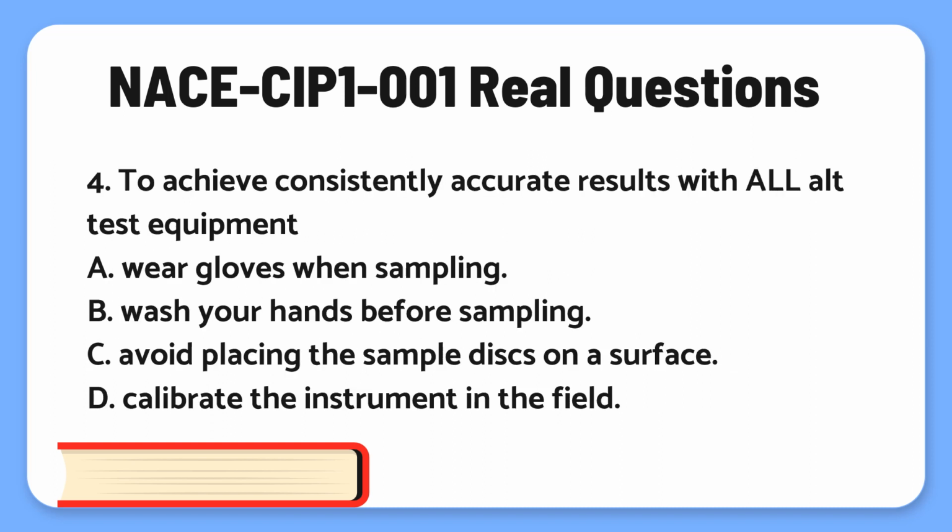4. To achieve consistently accurate results with all ALT test equipment, A. Wear gloves when sampling. B. Wash your hands before sampling. C. Avoid placing the sample discs on a surface. D. Calibrate the instrument in the field.